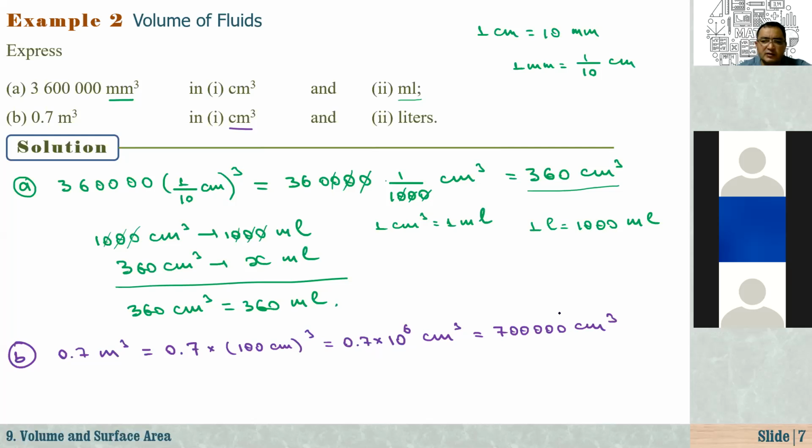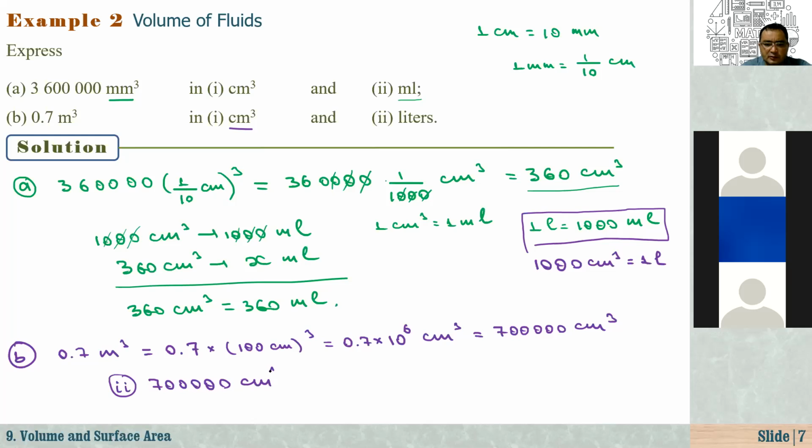Okay. So now we need to change this into liters. We know that 1000 centimeter cube is equal to 1 liter, right? Here, from here, 1000 cm cube is equal to 1 liter. Using this one, part A, part 2 is 700, 3 more zeros, cm cube. I can just write it as 700 times 1000 cm cube.